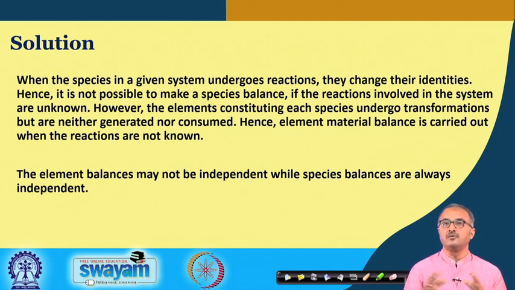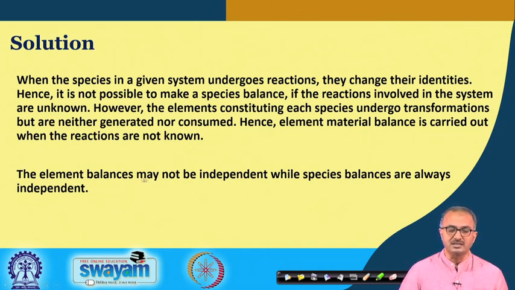Even if the species undergoes some kind of reaction and loses its identity, the elements involved will not go anywhere. They will just simply go from one type of molecule to another type of molecule. So in that way we find that the elements will remain conserved. In those cases where we do not have the reactions, there we use the element material balance.